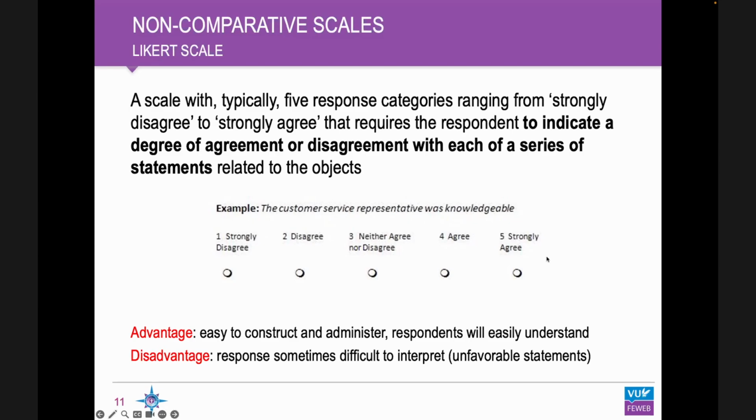In the second one, please tell us whether our staff made you feel valued or unvalued. So you got the gist, I guess. You always provide these bipolar labels, and then the respondents will choose between them. So this is not agree, disagree, as in the Likert scale. That's how you can actually distinguish the two.